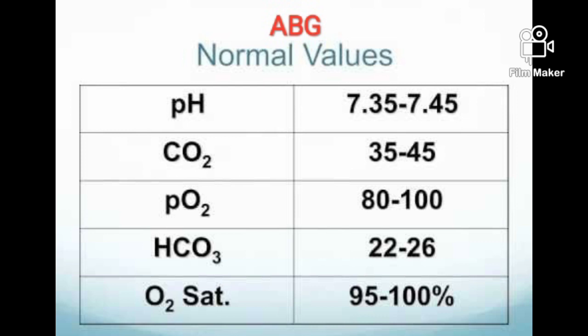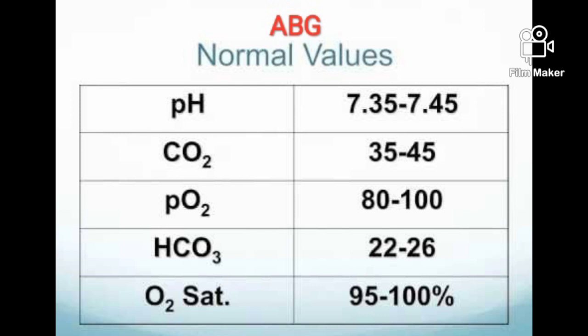Step 4. Is there appropriate compensation for the primary disturbance? Usually, compensation does not return the pH to normal. For example, if the disorder is metabolic acidosis, expected compensation is valued by the equation tension of carbon dioxide is equal to 1.5 times bicarb plus 8. So the correction factor is plus or minus 2.